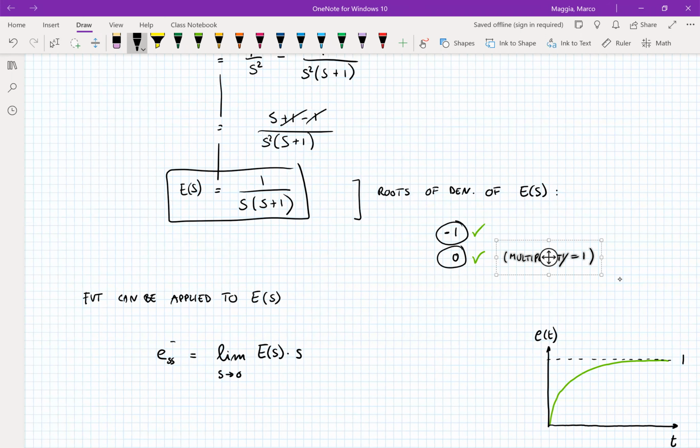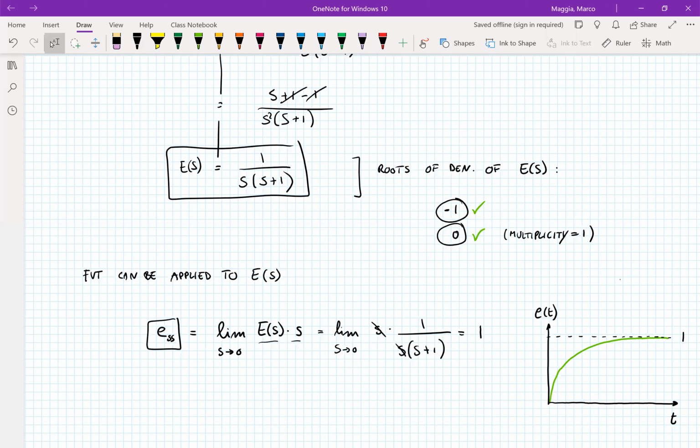So we can find the steady state value for the error by using the limit for s that goes to 0 of E(s) times s. Let's do that. We have s times 1 over s times (s plus 1). s and s cancel out. So for s that goes to 0, the steady state value of the error is equal to 1. And if you plotted the error function in the time domain, it would look like this, and you see that as time goes to infinity, e(t) asymptotically approaches the value 1.